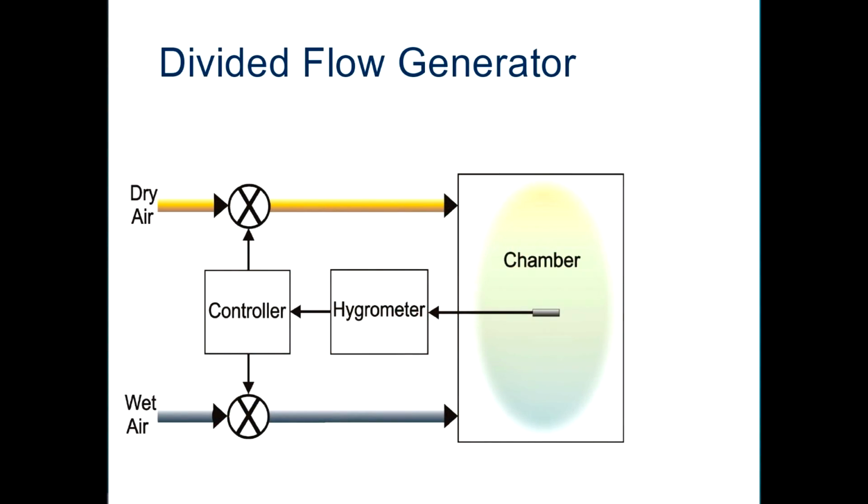Another common method used for calibration of humidity is a divided flow chamber or generator. We can see in the diagram we have 2 air streams. One is dry air, the other is wet air, and both of these air streams are controlled with valves, and the resulting air streams go into a chamber. And it's in that chamber that the device being calibrated is placed. The humidity inside the chamber is measured through the hygrometer, and this hygrometer goes to a controller which turns on and off the control valves.